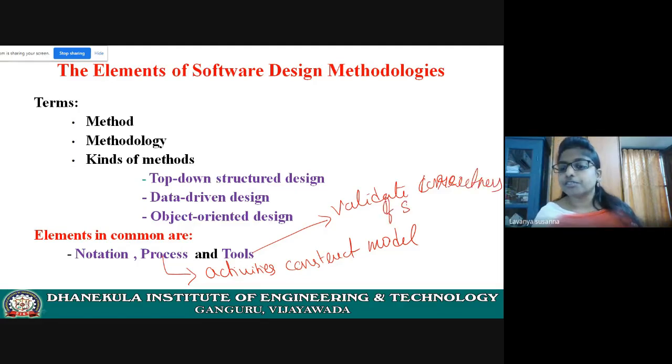Correctness of the software. Tools are used to validate the correctness of the software so that if there are any errors and any inconsistencies in the software, they will be exposed.